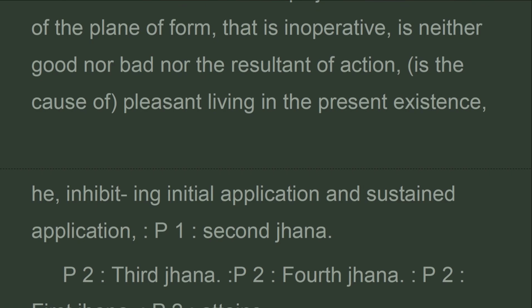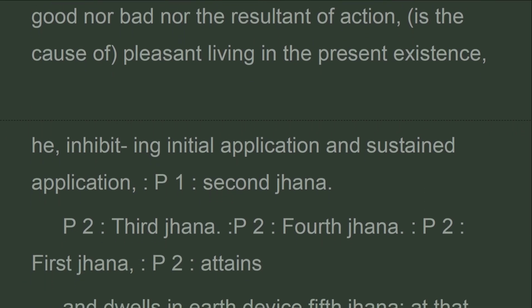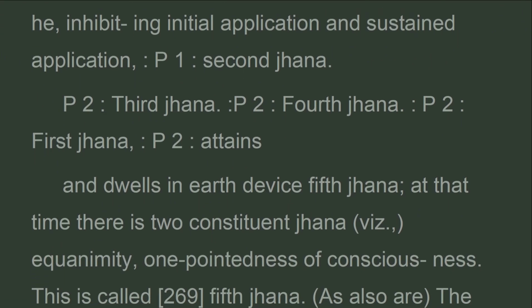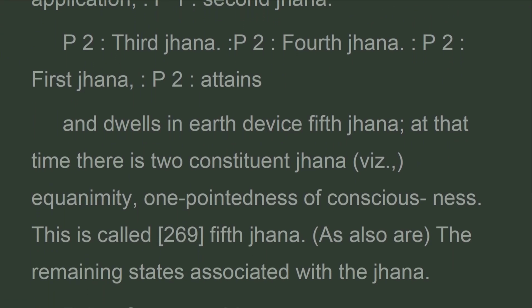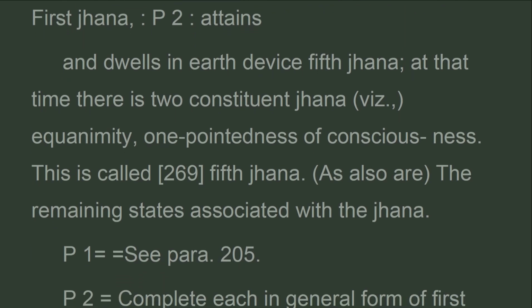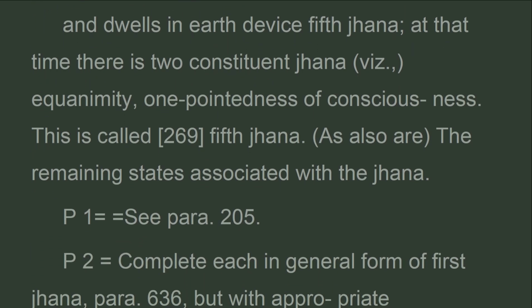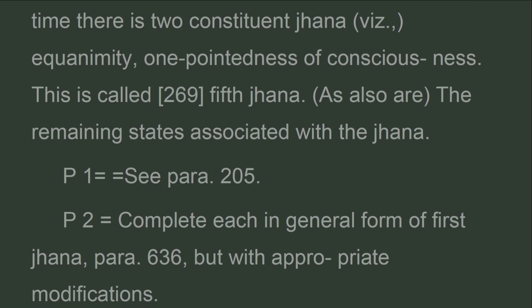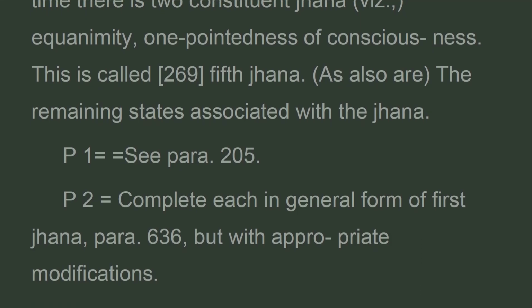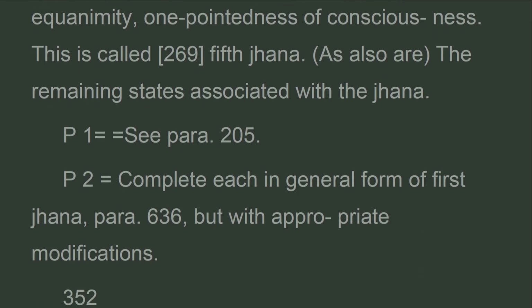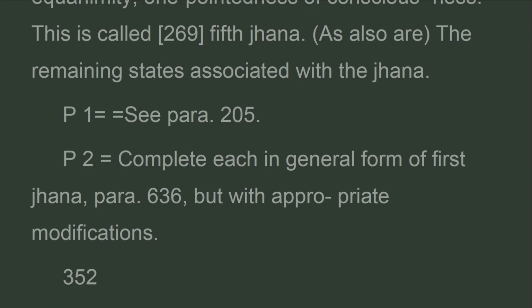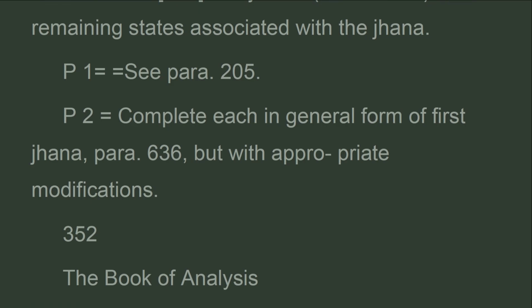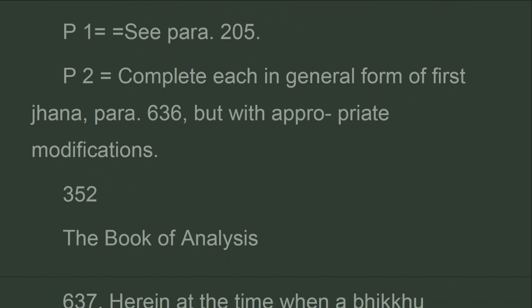inhibiting initial application and sustained application, second jhana. P. Third jhana. Fourth jhana. First jhana, attains and dwells in earth device fifth jhana. At that time there are two constituent jhana factors: equanimity, one-pointedness of consciousness. This is called fifth jhana. The remaining states associated with the jhana. P equals. Complete each in general form of first jhana, para, but with appropriate modifications.